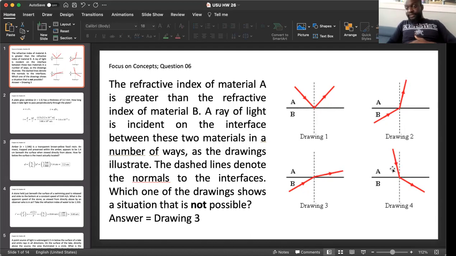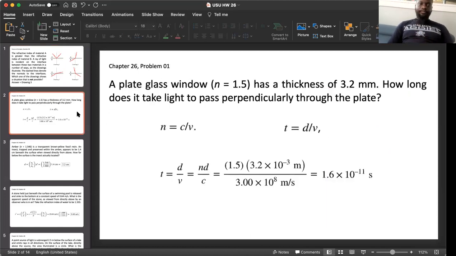But the point is, the one that has the angle closer to the normal has to be A if there's refraction. If there's reflection, like in this case, the angles are equal. So these 3 are correct except 4, because A has a larger angle than B to the normal. So this will only happen if B has a greater refractive index than A. So this is not possible. So drawing 3 is the one that's not possible.